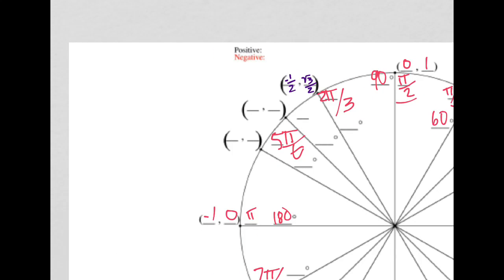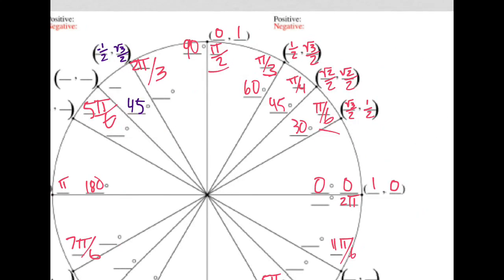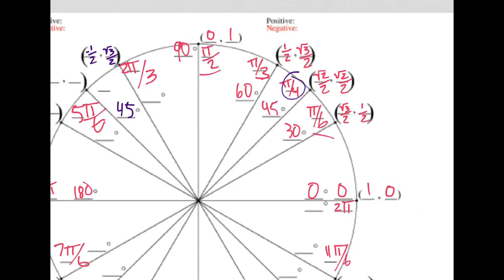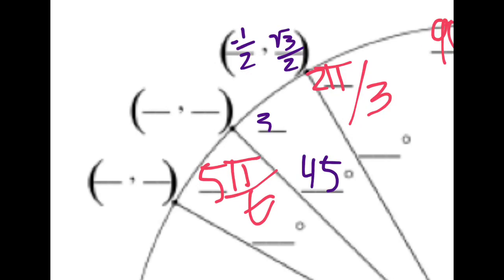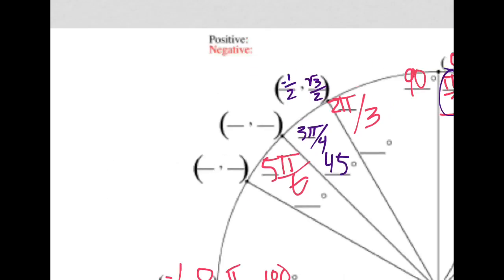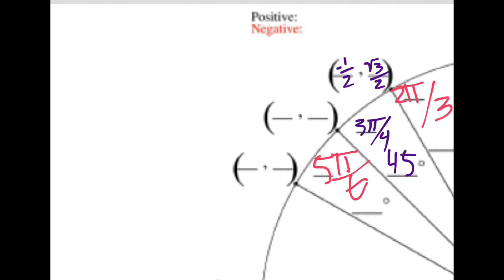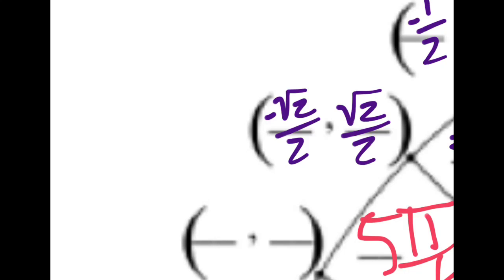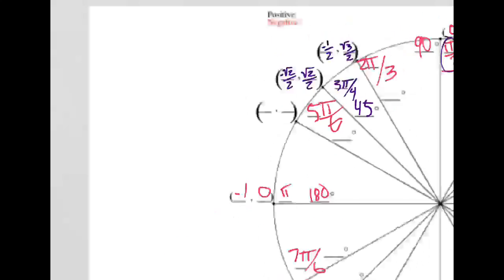X values here on this 45-degree angle in this quadrant is the same as, if you think of 1 pi over 4, 2 pi over 4, this is 3 pi over 4, so counting by fourths now. The only difference is the x value is negative, so I get negative root 2 over 2. Y value is still positive, root 2 over 2. Okay, next one, 5 pi over 6.